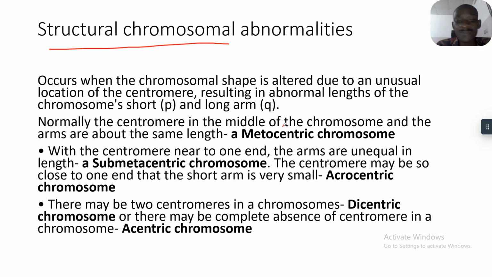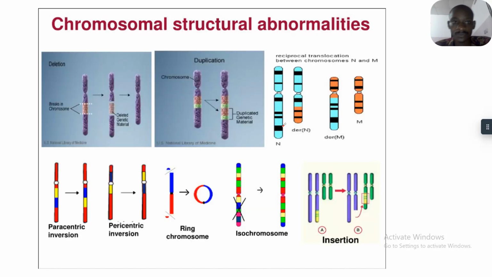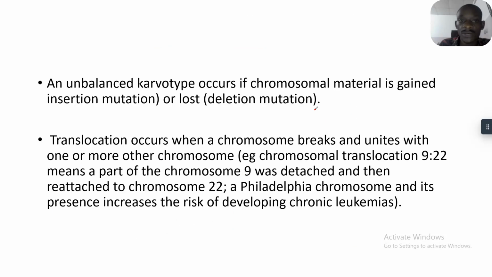Now there may be two centromeres in a chromosome. That's a dicentric chromosome. Or there may be complete absence of a centromere in a chromosome. That's an acentric chromosome. So these are chromosomal structures. These are some other abnormalities where you see there's a deletion or duplication of genes.